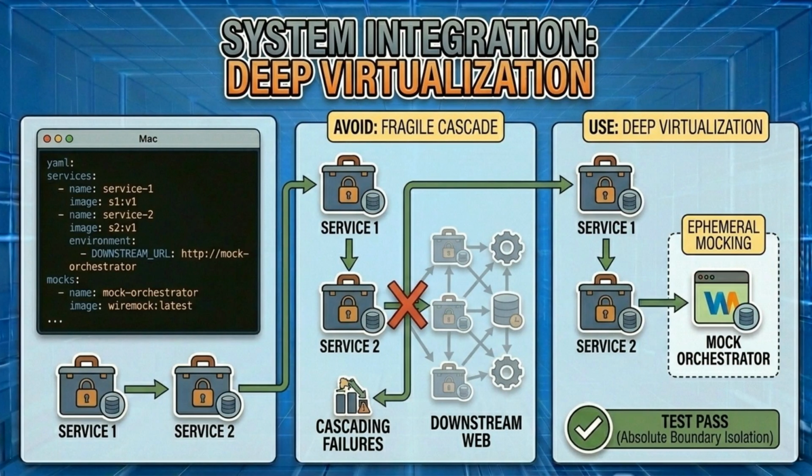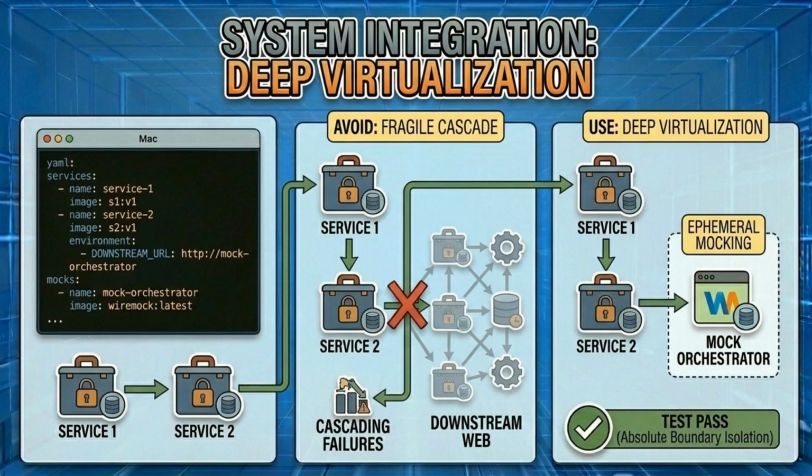Once the ephemeral component tests pass, we advance to system integration. This happens post-merge or in a dedicated aggregated pipeline stage. Here, the compiled artifacts are deployed into a transient Kubernetes cluster to validate the true service-to-service mesh network, load balancing, and configuration injection. Suppose Service 1 calls Service 2, but Service 2 acts as an orchestrator calling a massive web of downstream dependencies. Do you accept this cascade and hit real infrastructure?